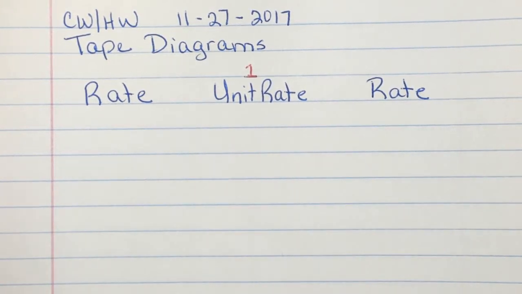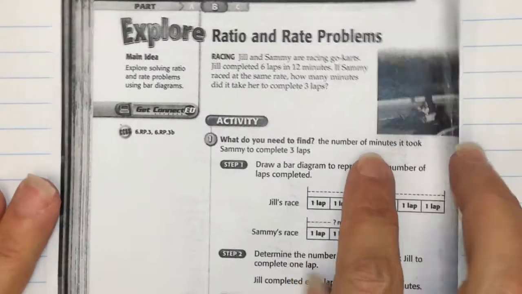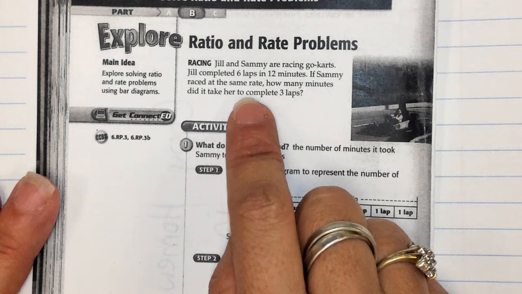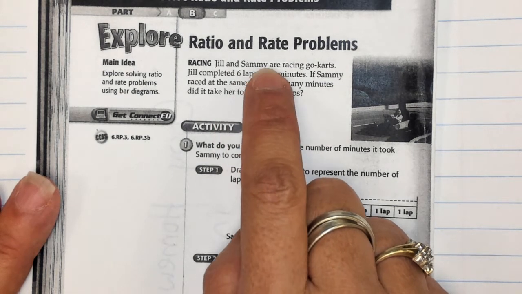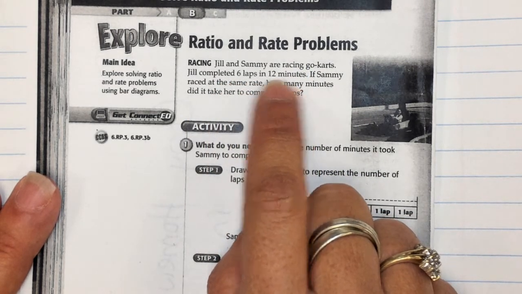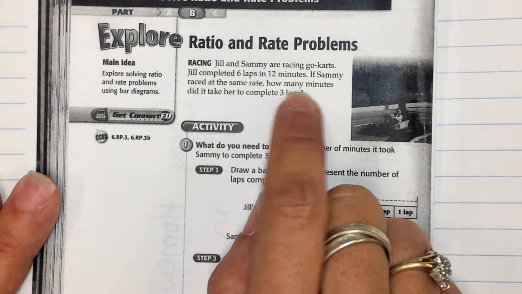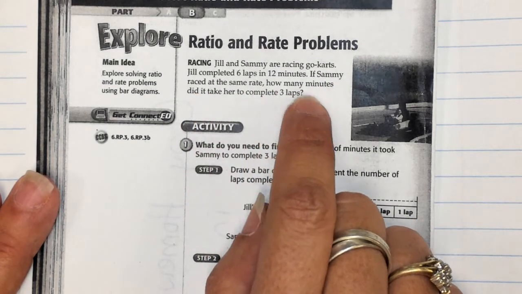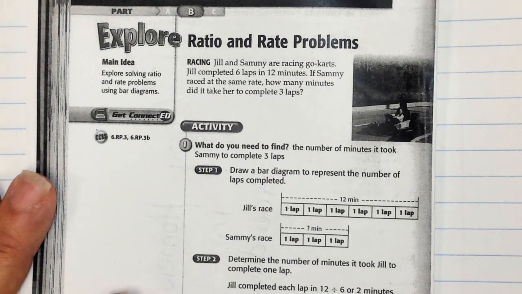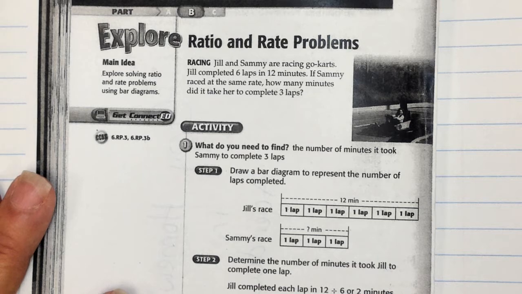Okay. Now, before we started, I gave you this page 178. I just want to show you where I'm pulling this problem from. The very top, we're just going to start with this one. It says, Jill and Sammy are racing go-karts. Jill completed 6 laps in 12 minutes. If Sammy raced at the same rate, how many minutes did it take her to complete 3 laps? Now, the key to this is you might already know the answer because we've already taught rates and unit rates. Now we've got to learn how to model them, or how to draw the tape diagrams.